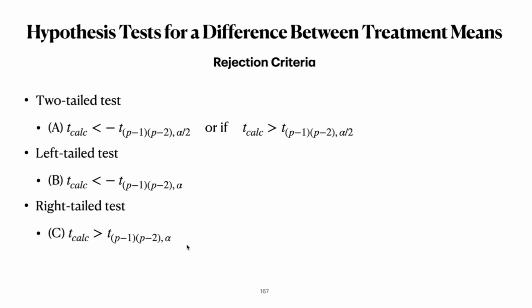The thing to note here is that in each case, the number of degrees of freedom for the reference distribution, which is the distribution from which we get the critical point or critical points, is equal to p minus 1 times p minus 2. So for each of these three scenarios, the reference distribution is a student's t-distribution with degrees of freedom equal to p minus 1 times p minus 2.